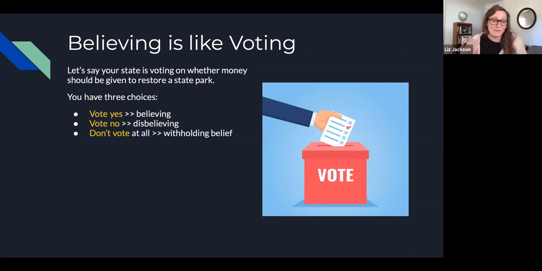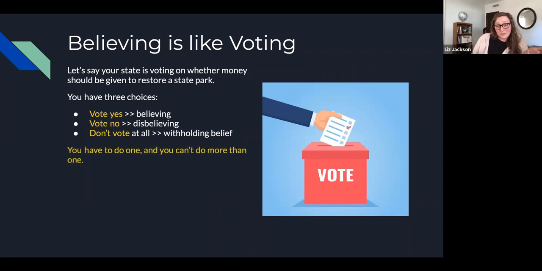I know in some countries voting is required, but let's say you're in one of those countries where you don't have to vote on this. If you don't vote at all, then you're not taking a stance either way. That would be similar to withholding belief. So when you vote yes or vote no, you're taking a stand on whether money should be given. In the same way, if you believe or you disbelieve, you're taking a stand, saying this is true or this is false. And then you can refrain from voting, which is, again, not really taking a stand either way. Notice that both with the belief case and the voting case, you have to do one of these three options, and you can't do more than one of these three options.